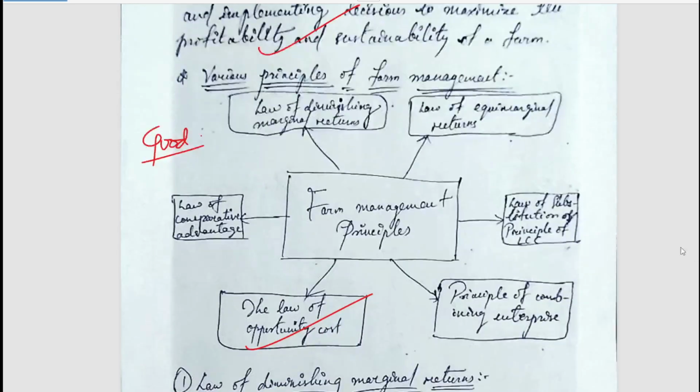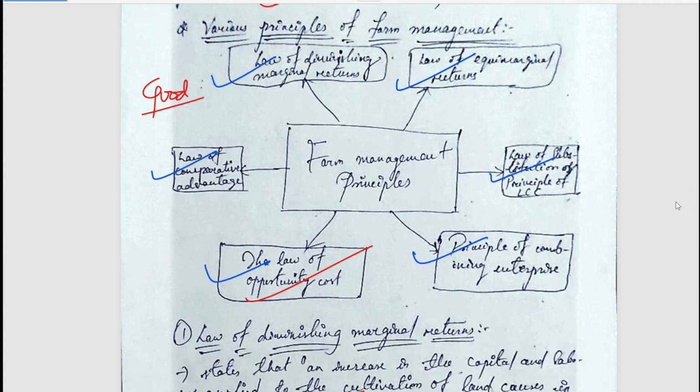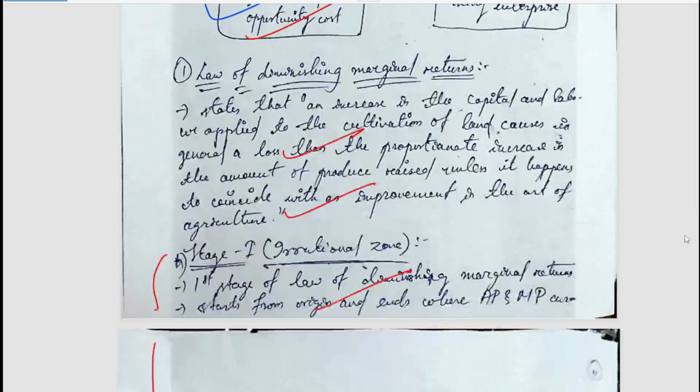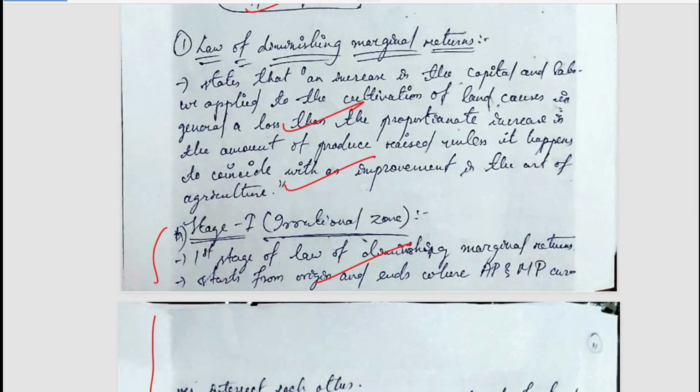Now, what are the farm management principles? These are the principle of diminishing and marginal returns, the principle of equi-marginal returns, the principle of combining enterprises, the law of opportunity cost, the law of comparative advantage, and the law of substitution. So these are all the principles. I have discussed all these things in my videos in detail. If you want to, you can search and see them. Discussing every principle in detail here will be very difficult, but you can simply see.